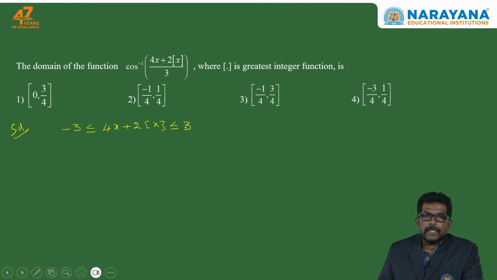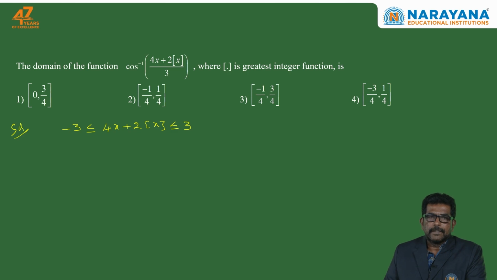Then the cos inverse function is defined. Otherwise, the function is not defined here. So, minus 3 is less than or equal to 4x plus 2 into integral part of x is less than or equal to 3. Now, observing that 4x plus 2 into integral part of x is less than or equal to 3, the expression contains the greatest integer function. That's why definitely here we are going to check the cases.